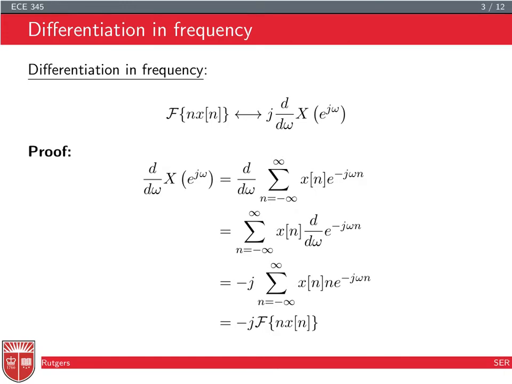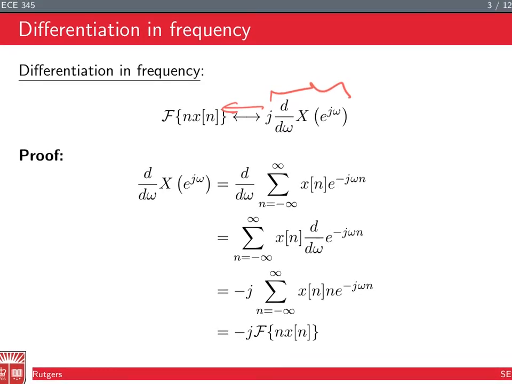So the property says that the DTFT of the signal n x[n] is j times the derivative of X(e^{jω}) with respect to ω. This means that if you multiply the signal x[n] by n, this is how you can obtain the DTFT. Usually this property is useful in finding the inverse transform. You notice that what you have here is the derivative of something, and the way you would go back to find the signal is by applying this property.